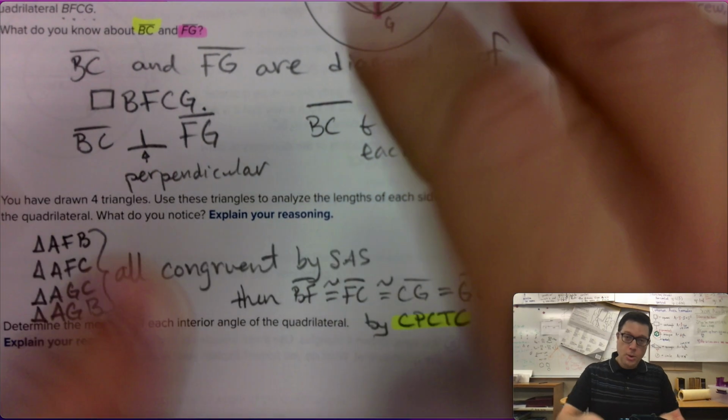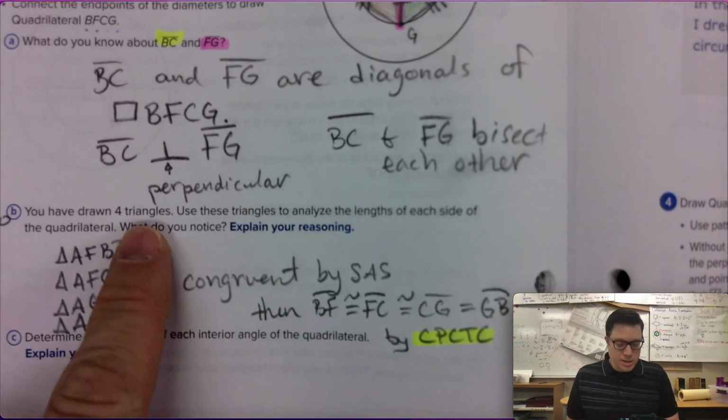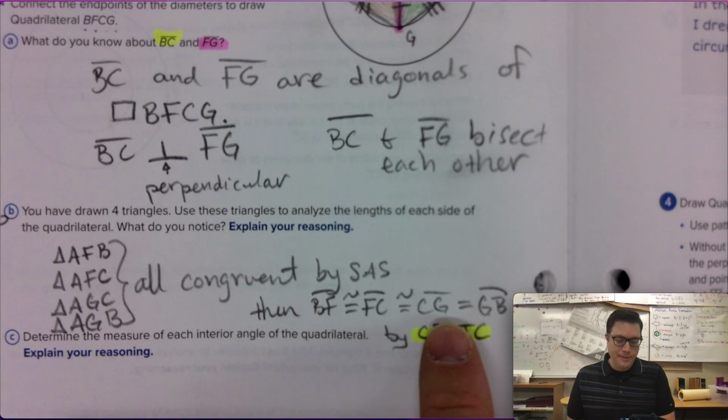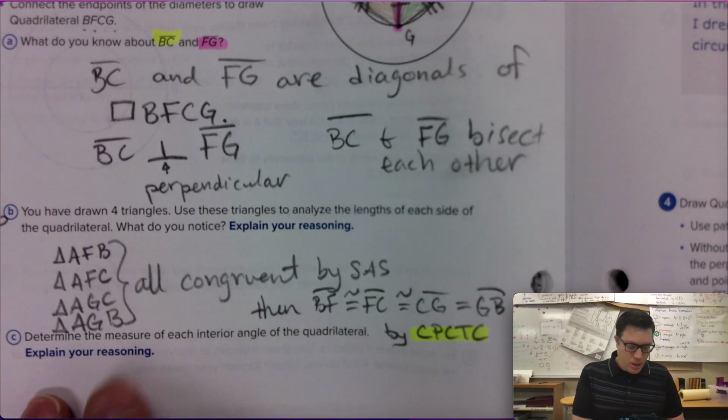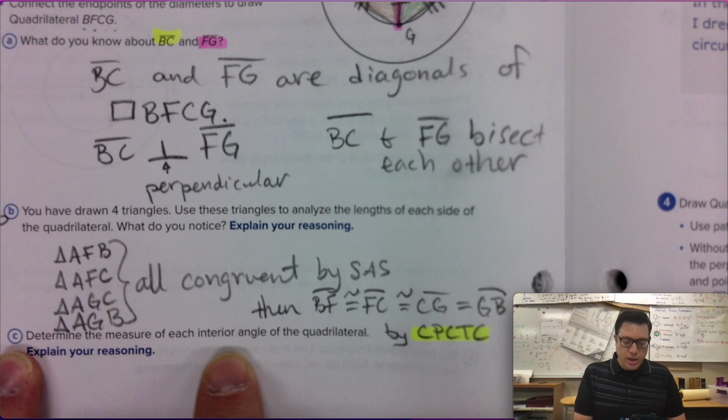So I'm going to leave it like, boom, dropped it. What do you notice? All the sides are the same. This is what you're supposed to notice from part B. Now for part C. Determine the measure of each interior angle of the quadrilateral.